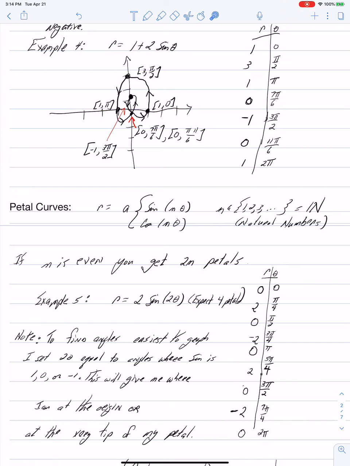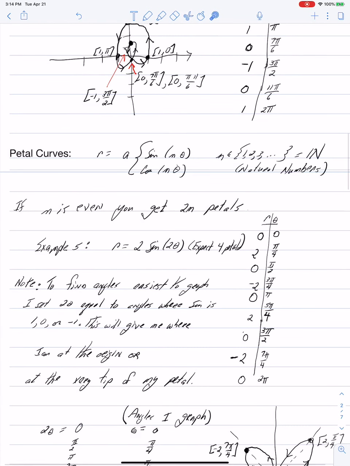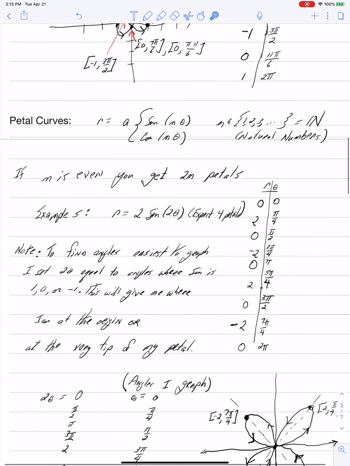All right, they fall into two categories. One is when n is even, as it turns out. When n is even, we end up with 2n petals in our picture. And when n is odd, we end up with just n petals. But let's look at a particular example where n is even. So r is 2 sine 2 theta, so n has a value of 2. What do we expect? 2n petals, 4 petals.